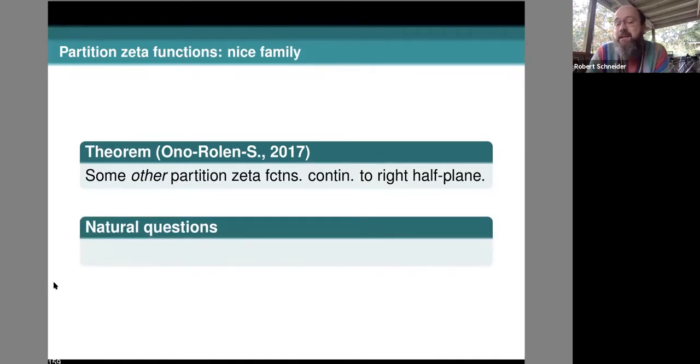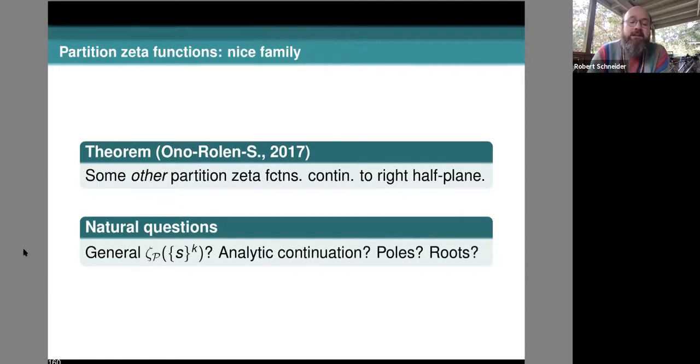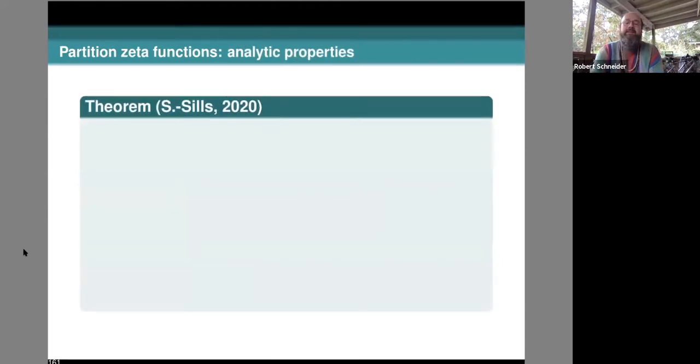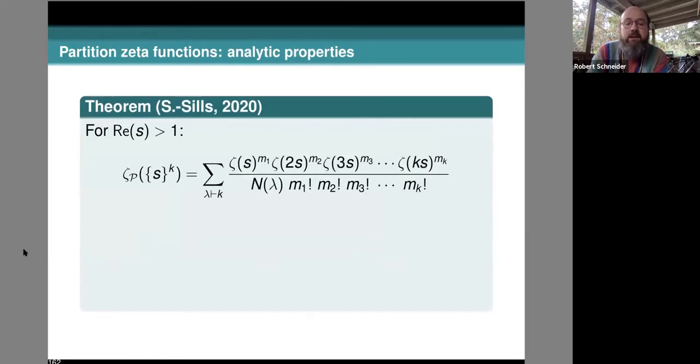And another natural question is, in general, if we take the argument to be s, a complex number, do we get other analytic properties that we like to look for in the zeta function? Continuation, what about the poles? What's going on with the roots? Those kinds of questions. Well, we do actually have a really nice general formula for this partition zeta function over partitions into a fixed length. Here we go.